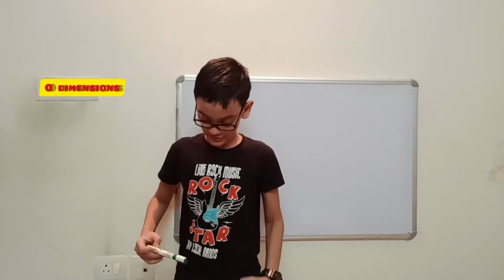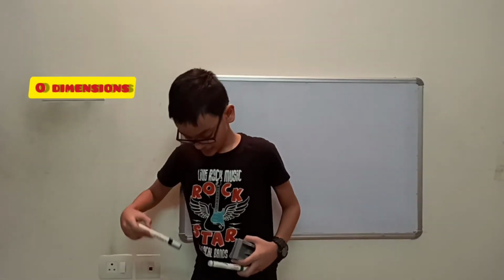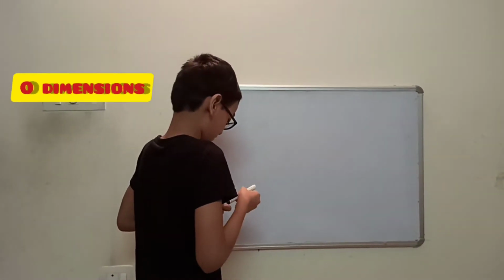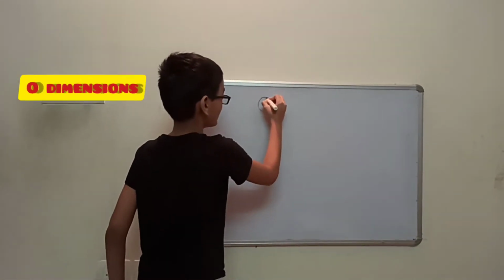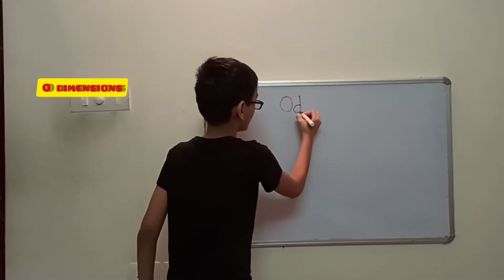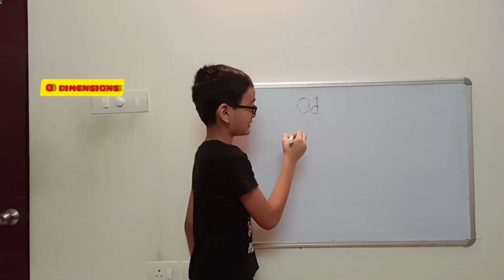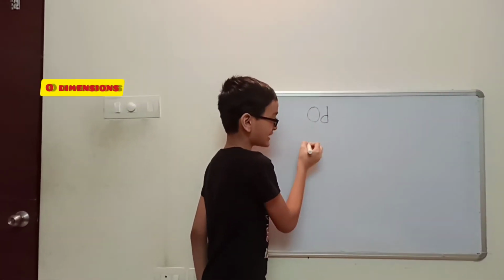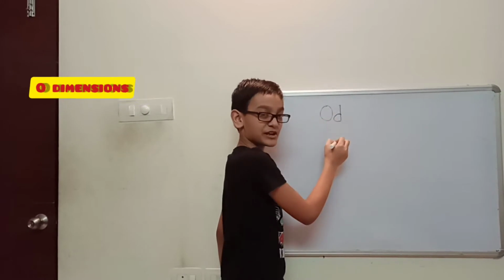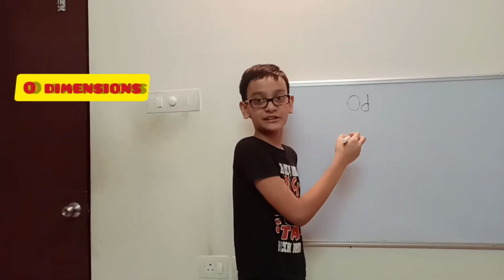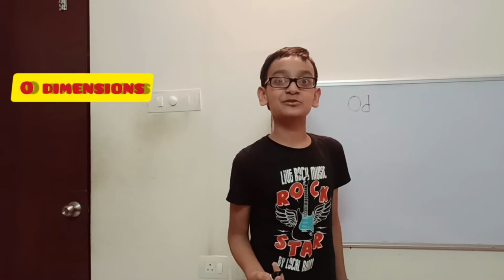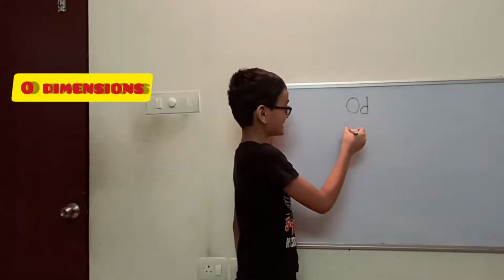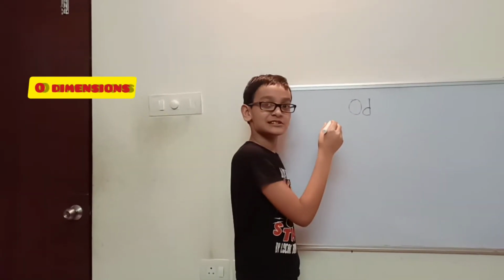So let's start. First comes 0 dimension, or 0D. 0D is just a point. It cannot be measured. It doesn't have a length, it doesn't have a breadth, and it also doesn't have a height, or the 4th dimension, which is a surprise. This 0 dimension is just a point.